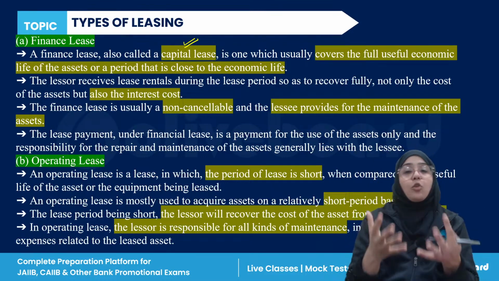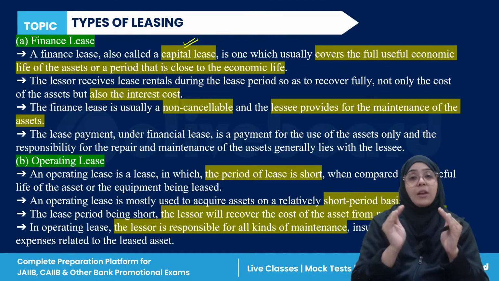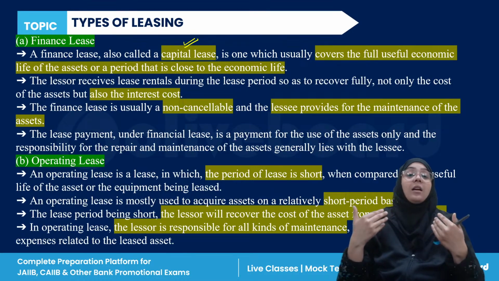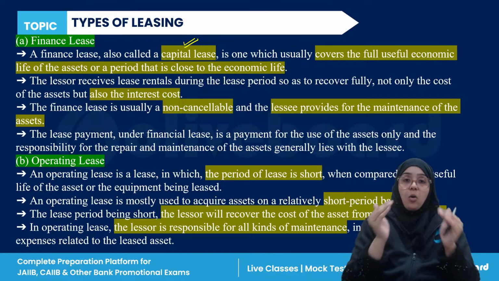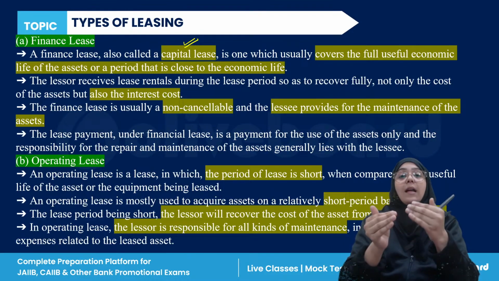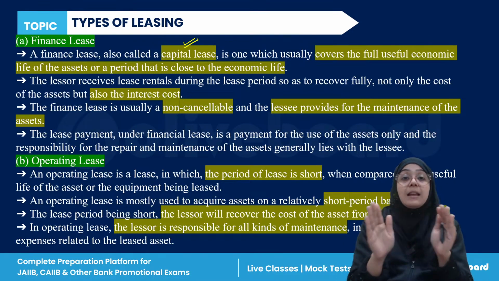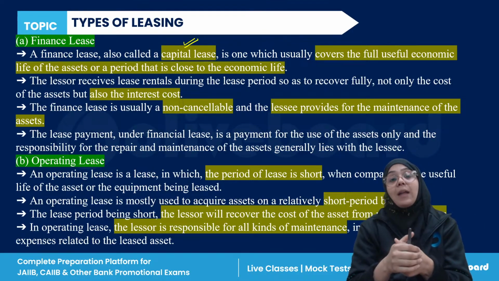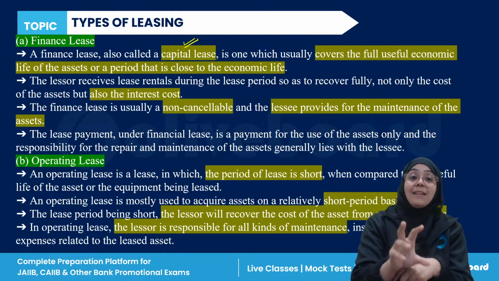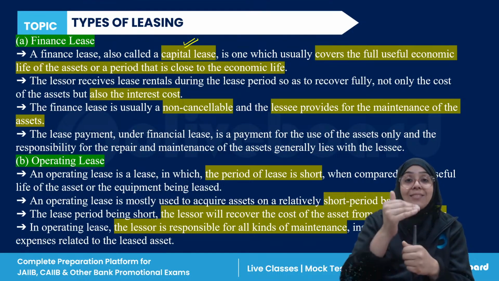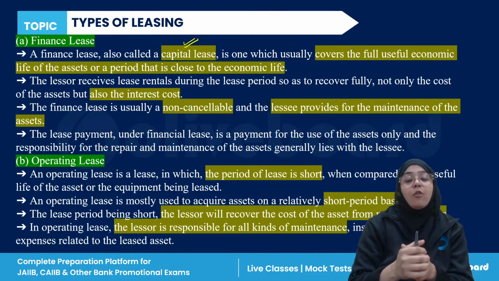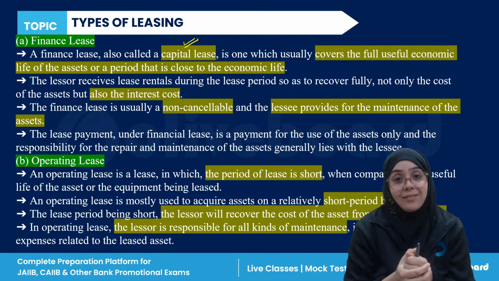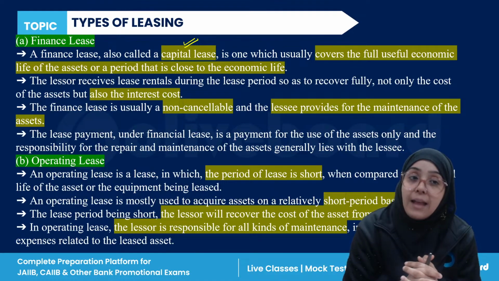For example, let's talk about a car. A car has a general economic lifetime of 10 to 15 years, right? For example, 10 years. Now, if I have given that car on a lease for the complete 10 years, for the complete economic life of that asset, then it is known as the finance lease. Finance lease is when the asset is given for close to the economic life of that particular asset, and finance lease is also called a capital lease.